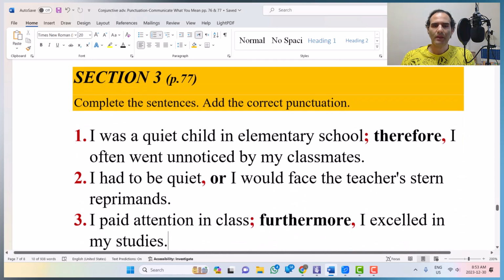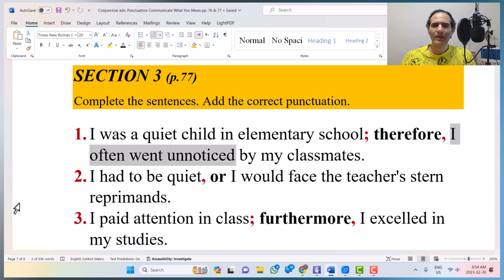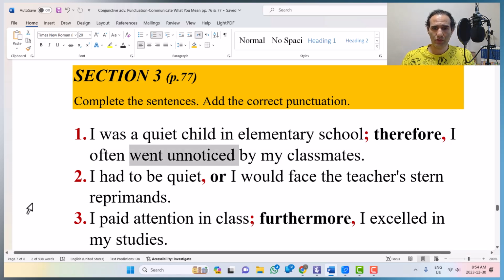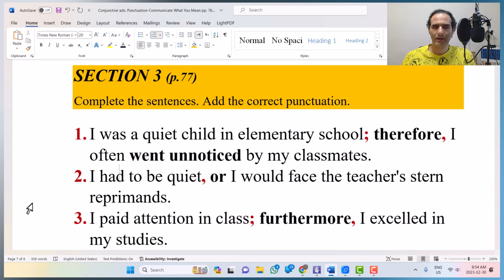And now, section 3, page 77. So you're supposed to complete these sentences. I was a quiet child in elementary school. Therefore, I often went unnoticed by my classmates. So, go unnoticed. Go unnoticed is a beautiful chunk for you. I was quiet, so I went unnoticed. And you see the punctuation, semicolon, comma.